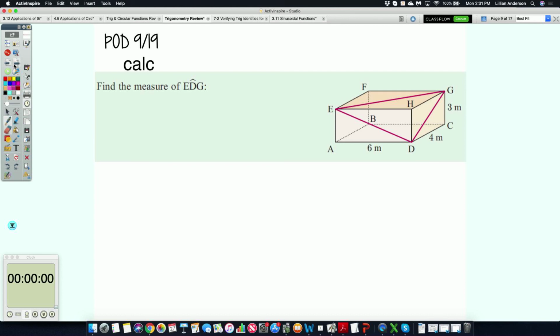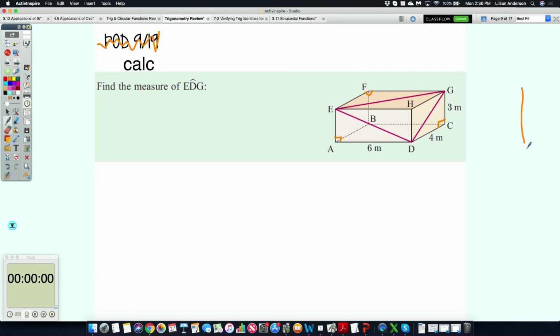Let's do this one. This one you are able to use your calculator. So for this particular problem, because this is a rectangular prism, that means that all of these angles are right triangles. Every single one of them.